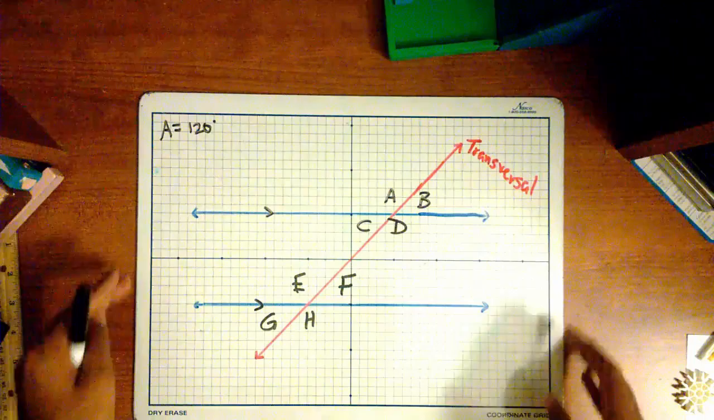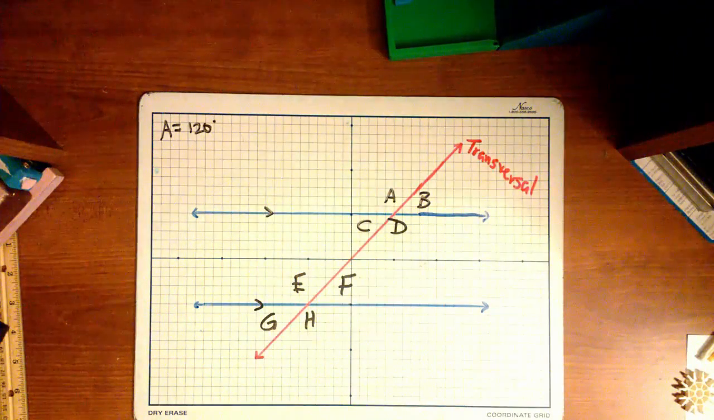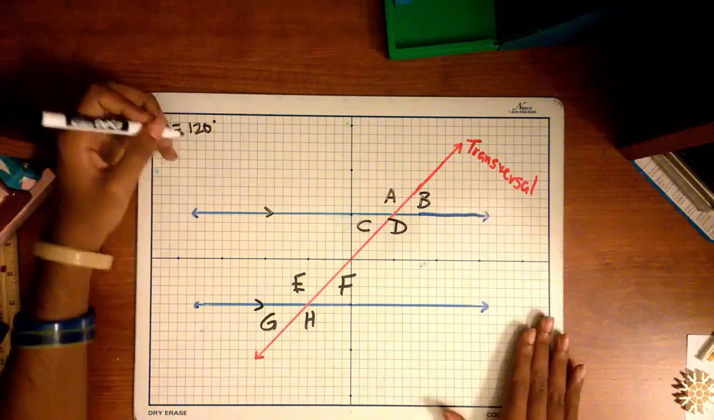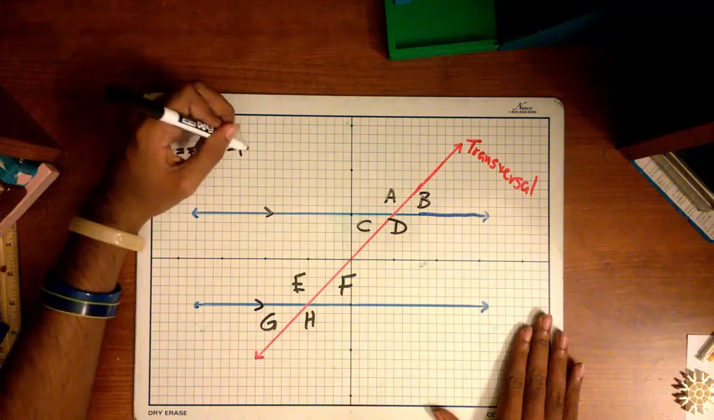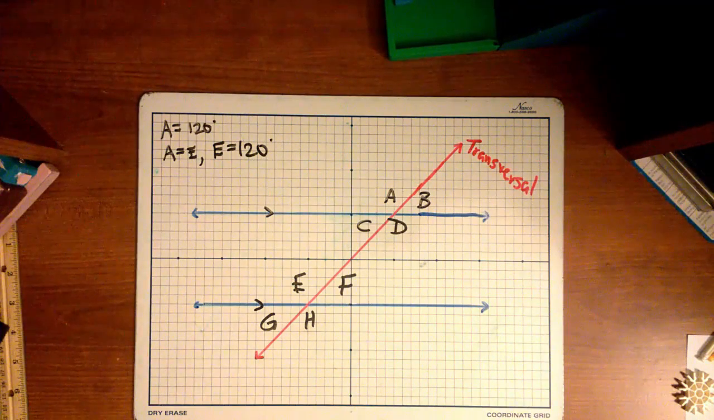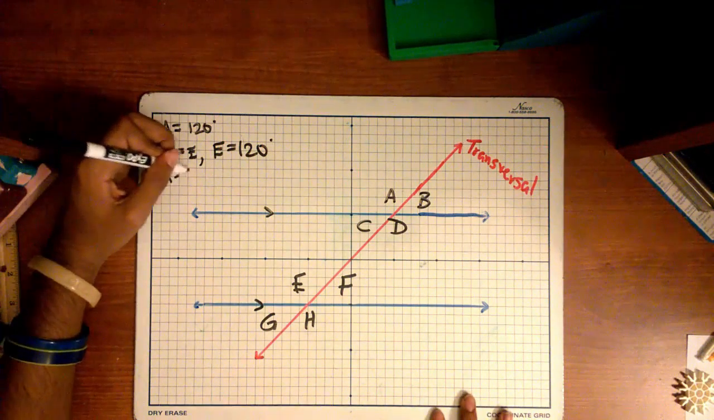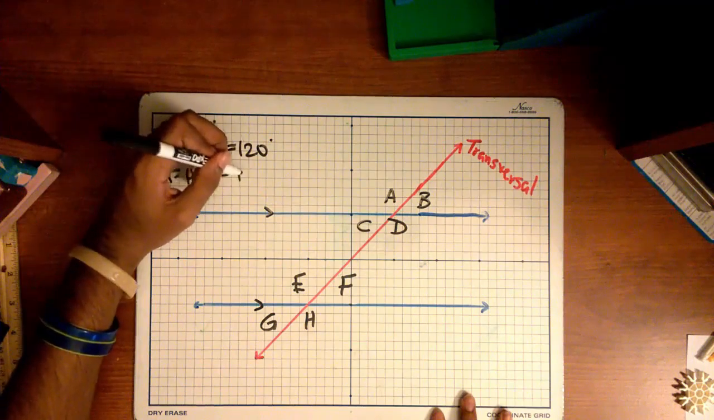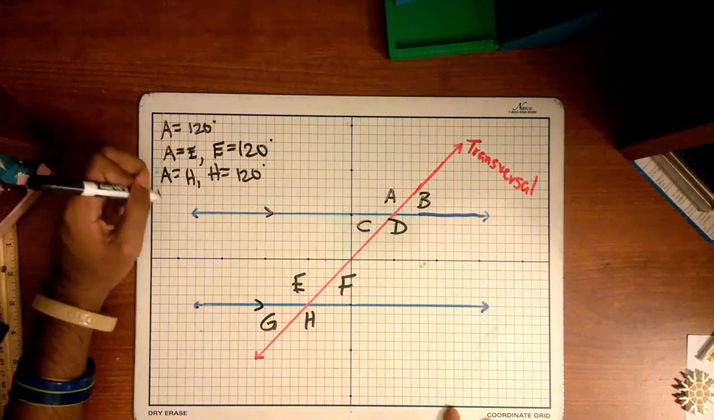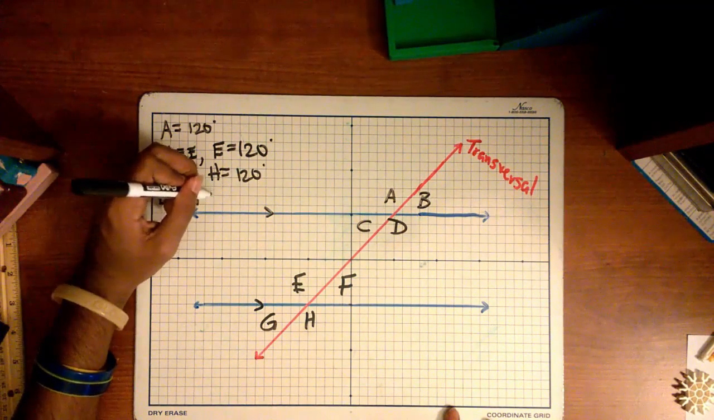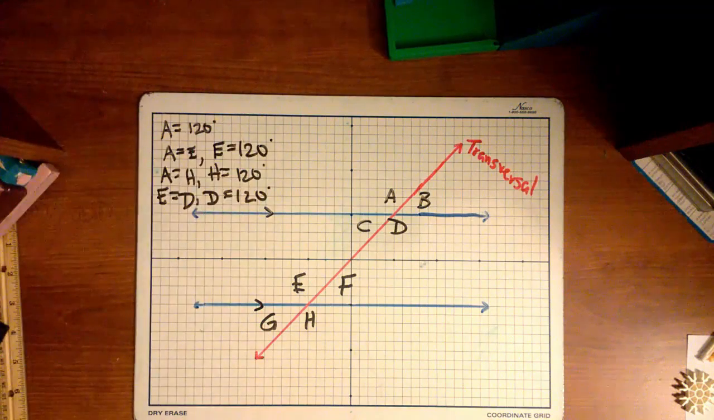Now, using all the knowledge we have accumulated based on the four parallel postulates, let's try an example involving all of them. We have a transversal that splices two parallel lines. A is equal to 120, that's what we're given, 120 degrees. We can say that A is equal to E by the corresponding angles postulate, therefore E is equal to 120 degrees. We can say A is equal to H by the alternate exterior angles postulate, therefore H is equal to 120 degrees. We can say that E is equal to D based on the alternate interior angles postulate, therefore D is equal to 120 degrees.